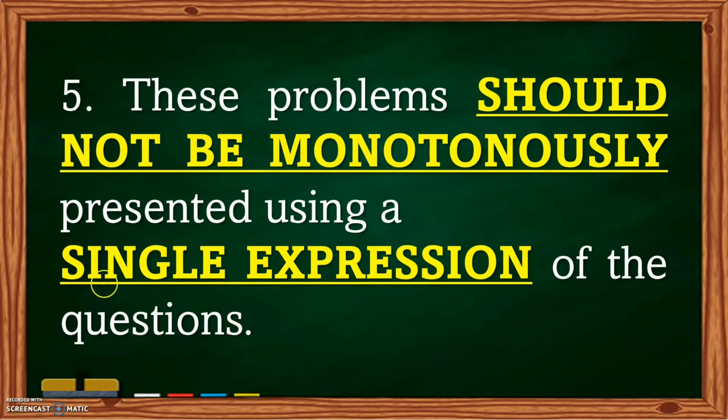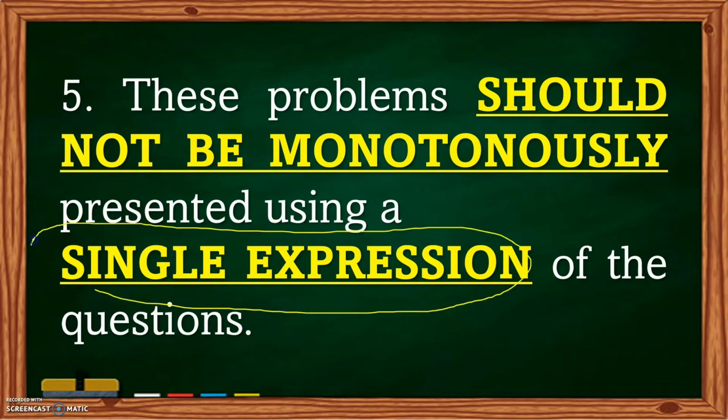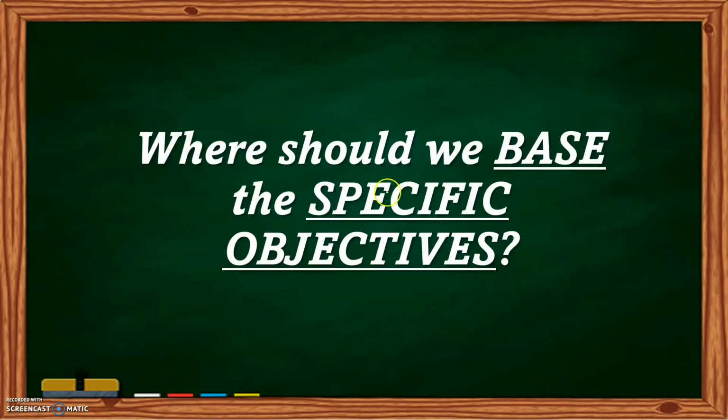So, don't use a single expression, don't be repetitive, too monologue, too monotone. Okay? So it should be varied. Now, where should we base the specific objectives? How do we search for specific objectives? Okay, so let's say for example, our topic is ethanol.